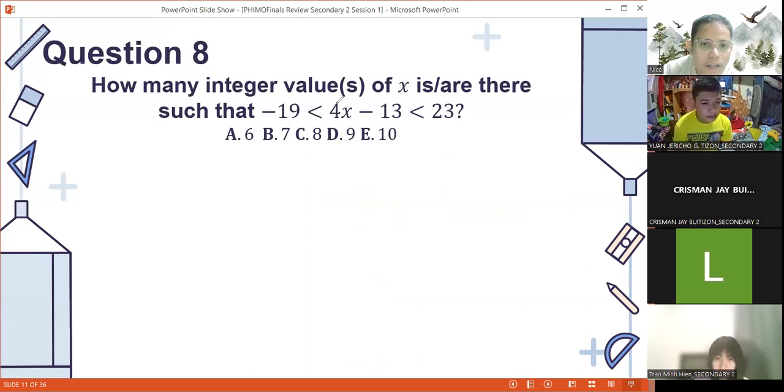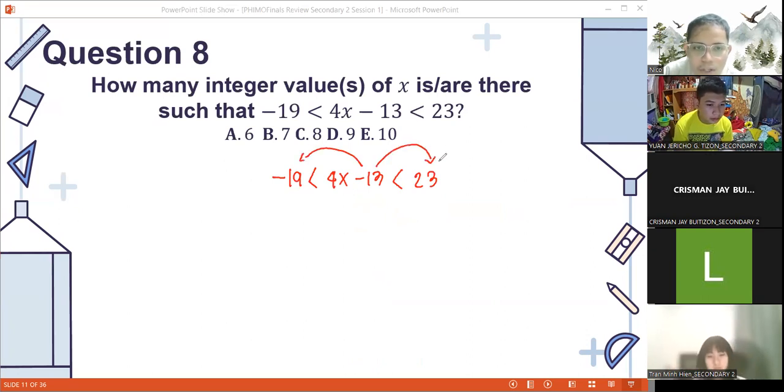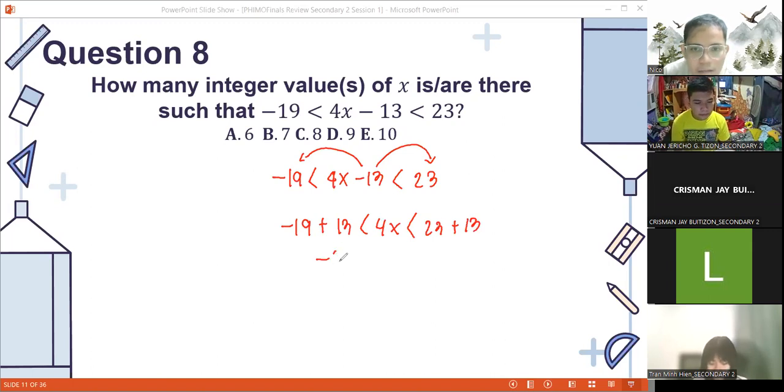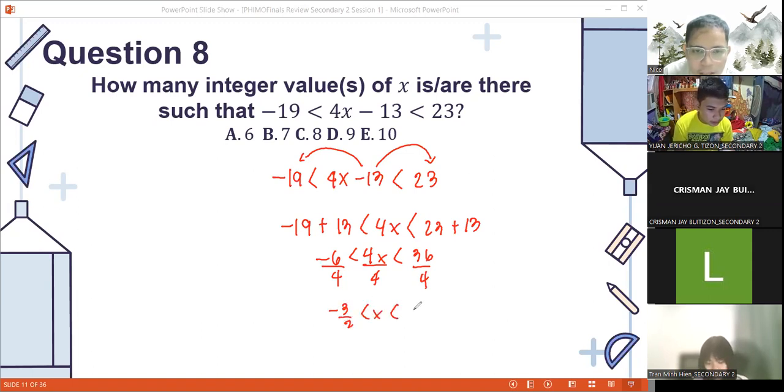Very easy. You need to get how many integer values there are. So negative 19, then this is 4x minus 13, then this is 23. You transpose on each side. So it's negative 19 plus 13, 4x, 23 plus 13. So this is negative 6, 4x, and this is 36. Divide everything by 4, so this is negative 3 halves, x, and this is 9.